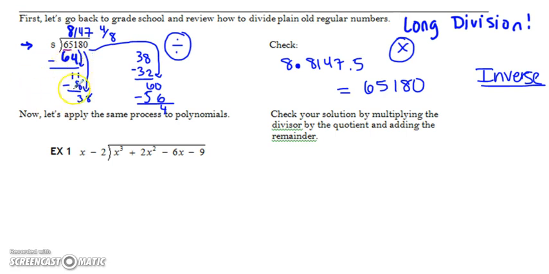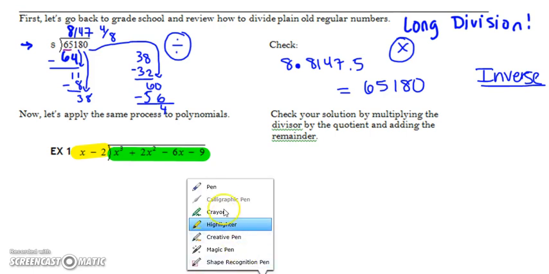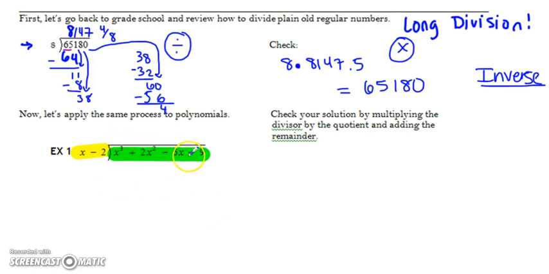All right, so here's what we're going to do. We are going to take this polynomial, x minus 2, and we are going to divide it into this larger polynomial, x cubed plus 2x squared minus 6x minus 9, okay? And just like in the long division up here, we're going to take it one term at a time. So first, all I care about is how do I get rid of x cubed. I don't care about anything else in the problem. I just care about the x cubed.